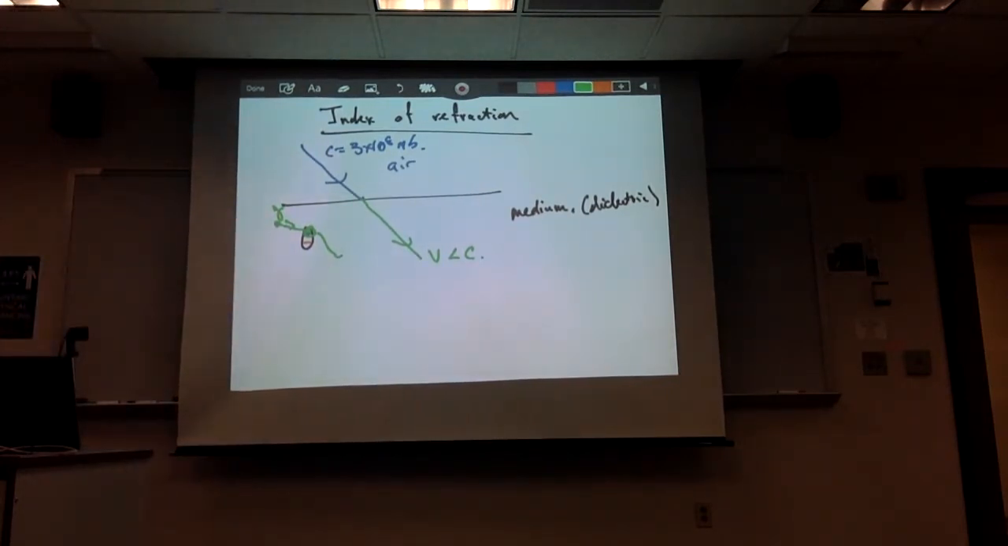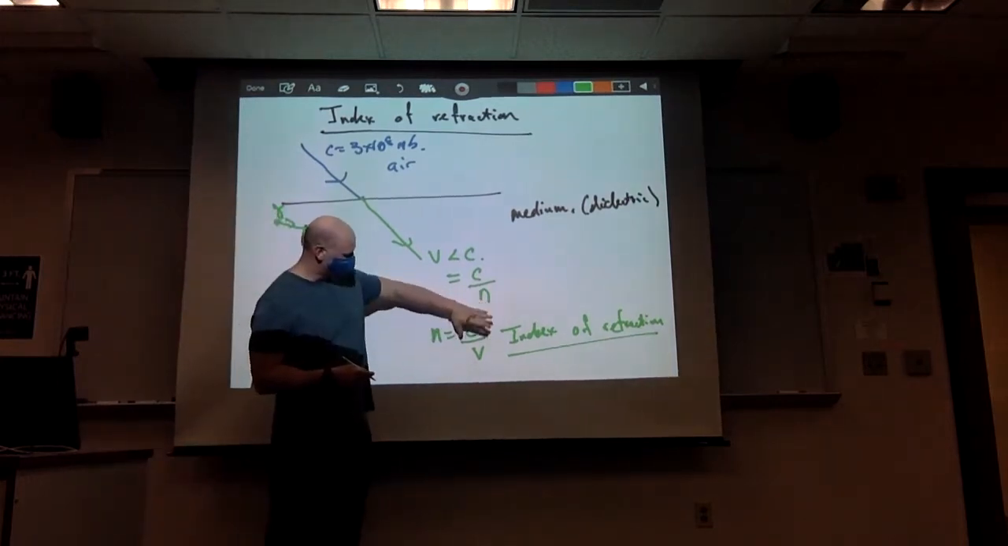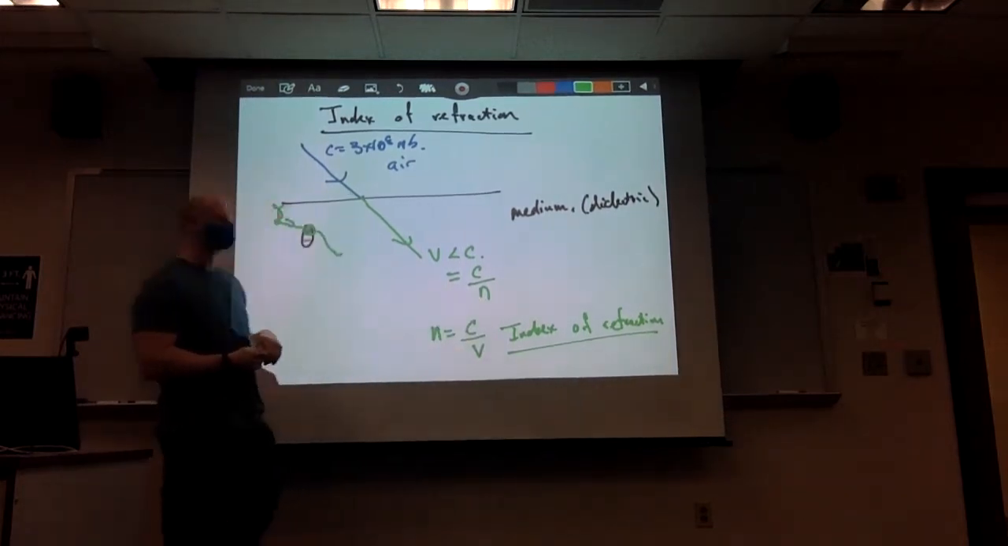Now, the rate at which it is moving turns out to be equal to c divided by n, where n is what's known as the index of refraction. Which means my index of refraction is defined as the speed of light divided by the speed at which it travels inside the medium. This is what we call the index of refraction. So from here, we can see the index of refraction has no units, because this is velocity divided by velocity, which is a unitless quantity.